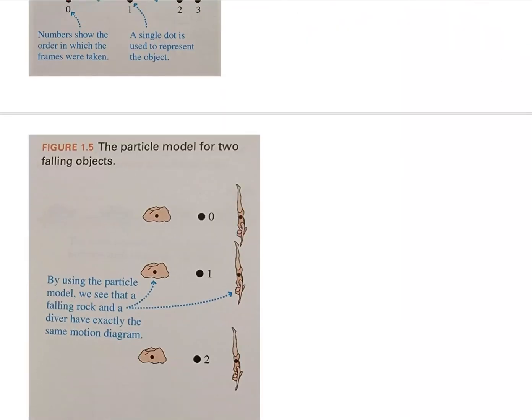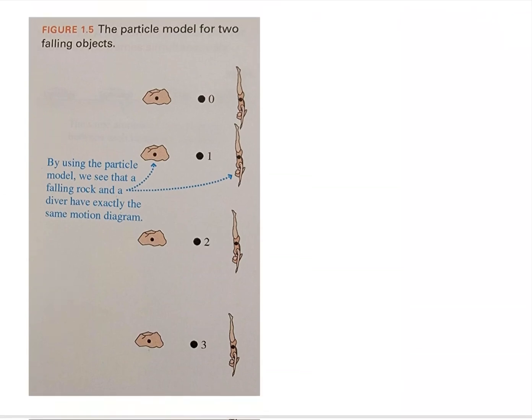All right, how about this one? The particle model for two falling objects. On the left we have a rock, on the right we have, looks like somebody diving. What do you see? They are accelerating. Okay, they are accelerating, they're speeding up at the same rate. Okay?